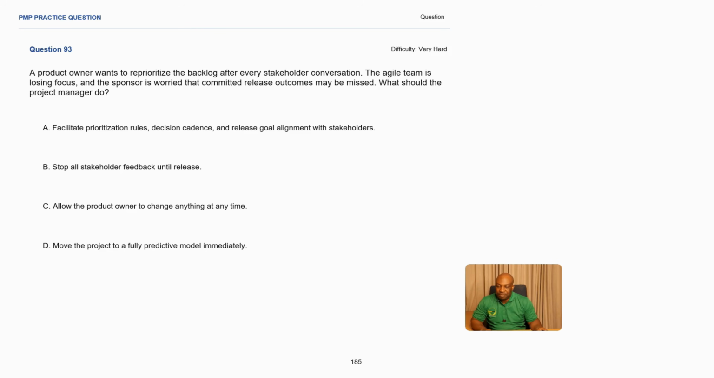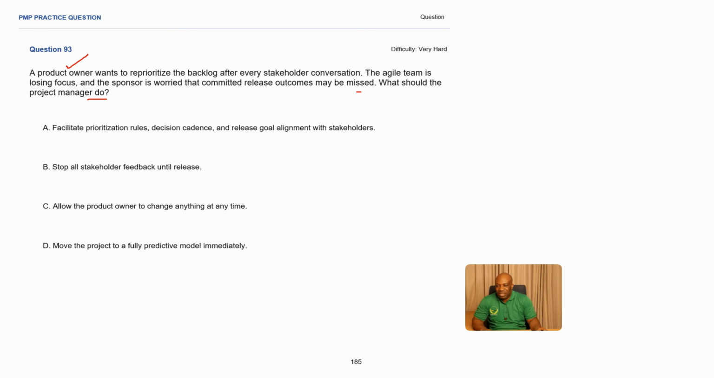Practice question number 93. A product owner wants to prioritize the backlog after every stakeholder conversation. Which means this is an Agile project, because you see we have a product owner here. The Agile team is losing focus and the sponsor is worried that committed release outcomes may be missed. What should the project manager do?